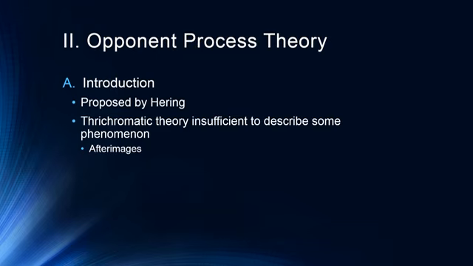Well, we certainly know that the three cone types are required for normal color vision, but that's not sufficient to explain everything we know about color. Opponent-process theory was originally proposed by Hering. This essentially came along because trichromatic theory is insufficient to describe some of the phenomena involved with how we process color, and one of these has to do with color afterimages.